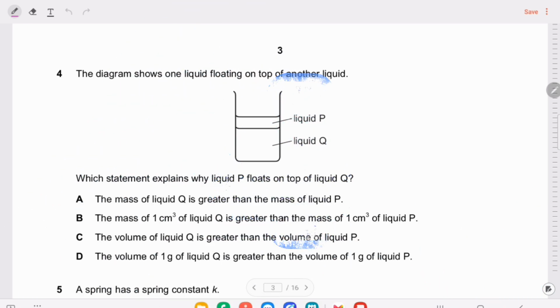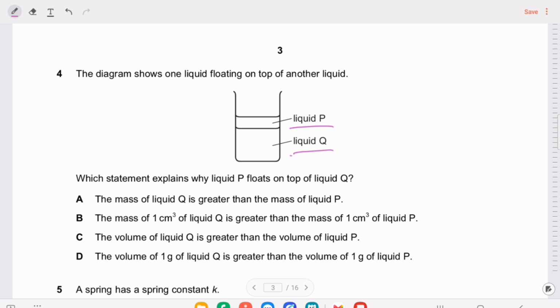The diagram shows one liquid floating on top of another liquid. So this is liquid P and liquid Q. Which statement explains why liquid P floats on top of liquid Q? A. The mass of liquid Q is greater than the mass of liquid P. B. The mass of 1 centimeter cube of liquid Q is greater than the mass of 1 centimeter cube of liquid P. C. The volume of liquid Q is greater than the volume of liquid P. D. The volume of 1 gram of liquid Q is greater than the volume of 1 gram of liquid P.